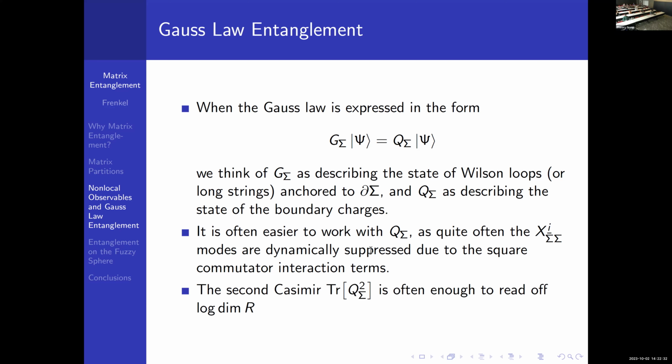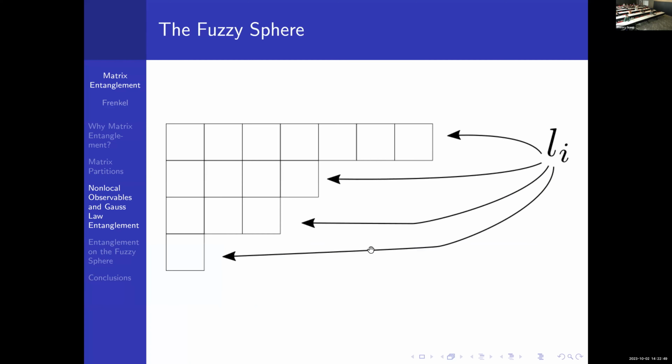And this is just an observation. In the case where the second Casimir of the dominant representation is large, trace of Q sigma squared is enough to read off what log dim R is to leading order. So that's the quantity that we're going to calculate, trace of Q sigma squared. And we're going to get some representation that's labeled by some Young diagram, and there's going to be some collection of terms with some box lengths.